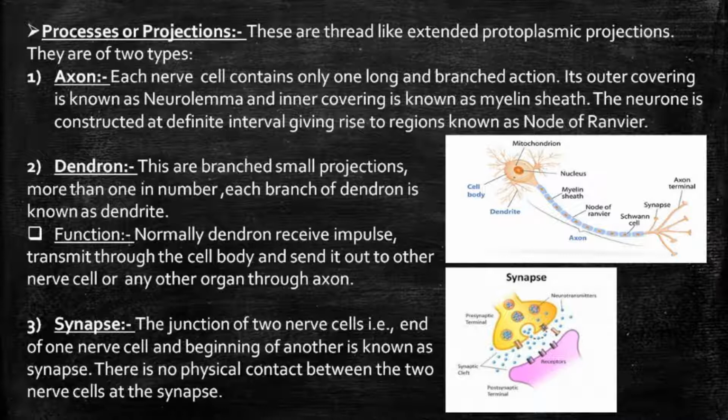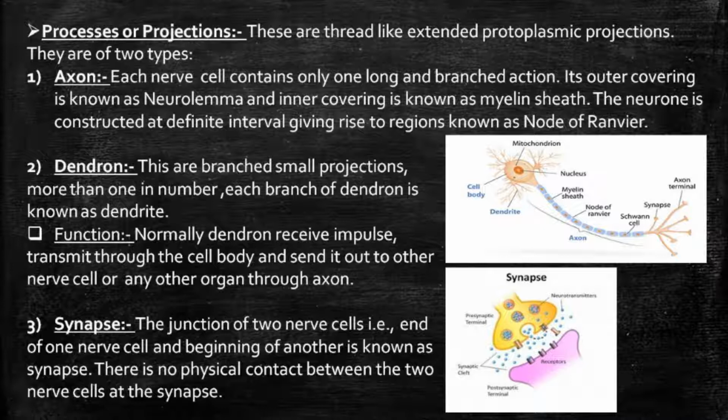These are branched small projections, more than one in number. Each branch of dendron is known as dendrite. The dendrite is labeled in the diagram. The function of dendron is to receive impulse, transmit it through the cell body and send it out to other nerve cells or any other organ through the axon.